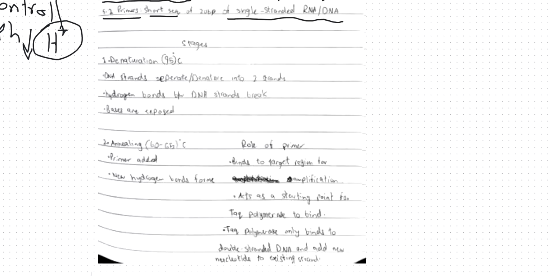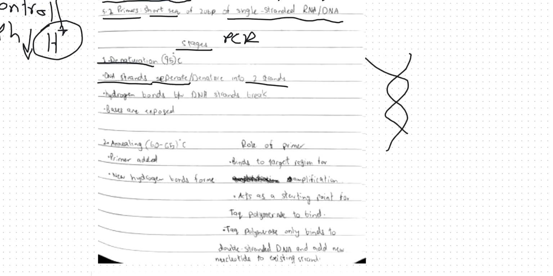So the first step in PCR is denaturation. It's when you denature the DNA strand, you basically separate the 2 DNA strands. So initially, if this was the DNA strand, now you would separate the DNA strands into 2 single strands. And this happens at 95 degrees. Remember, you have to know the temperature of each step. And so this is the first step.